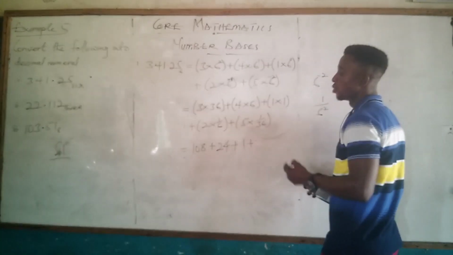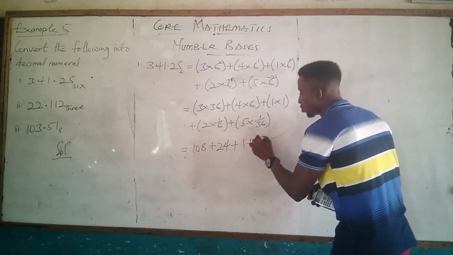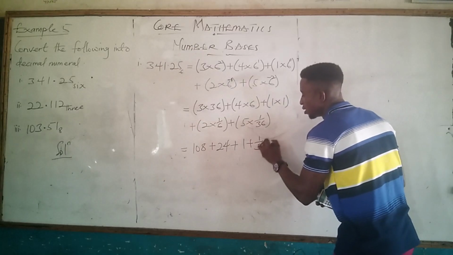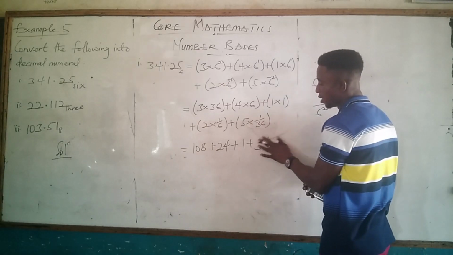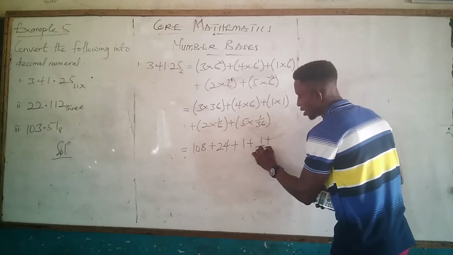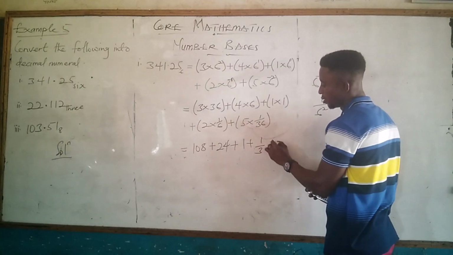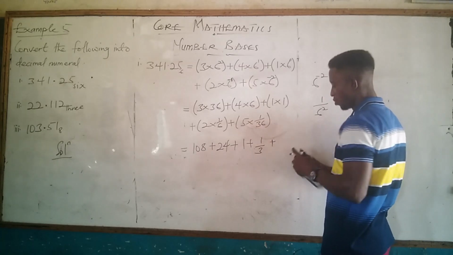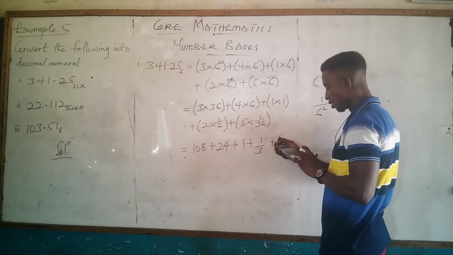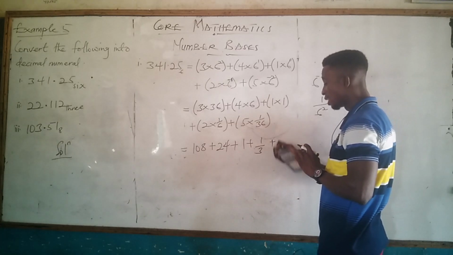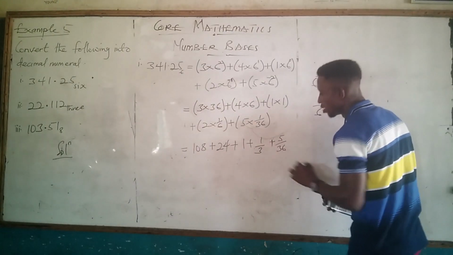Then plus 2 times 1/6 will get me 1/3. So 1/3, that is my 1/3. Then plus this one too will get me 5 times, that will be 5 on 36. Sometimes it can cancel, so you put it on the calculator to get 5 on 36.